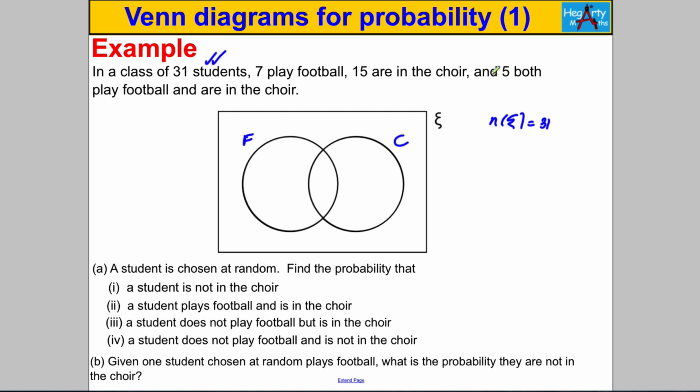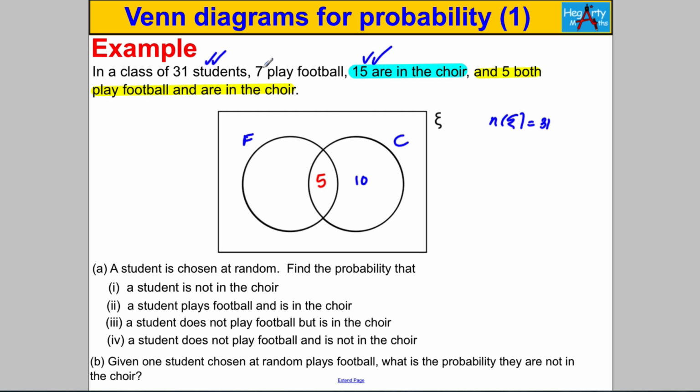Well, the key fact here, a really crucial fact, is that 5 both play football and are in the choir. So 5 go in this overlap, or what we call intersection. Let's see if we can go through the other piece of information. 15 are in the choir. Now 15 in total will be in this circle, but given 5 we've already placed in the intersection, which is in the circle, how much must be just in the choir and not play football? Well, we would do 15, subtract this 5 to tell us that there are 10 there. So then we can clearly see that the 10 and the 5 add to the 15 that are in the choir.